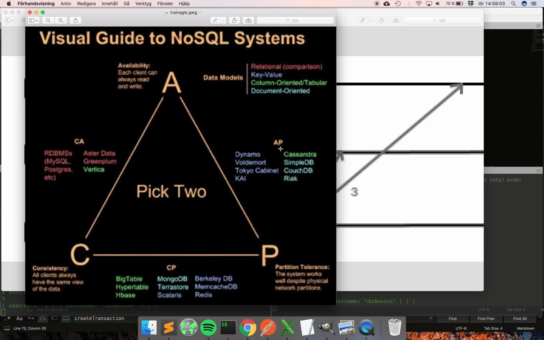And this works really well if throughput is more important, like availability is more important than your consistency. And here you will see systems like Cassandra, which is the database that Facebook uses because they have huge data sets, and CouchDB and Riak and all these big systems. So that is what the CAP Theorem states.